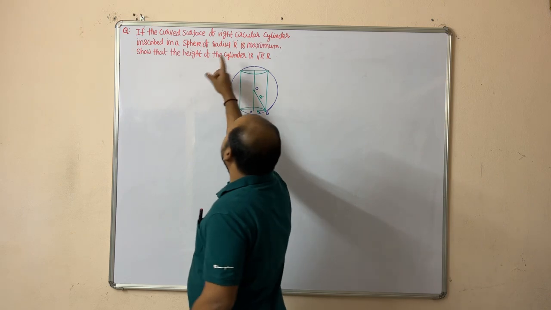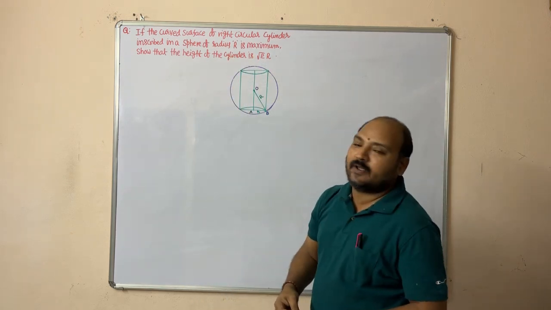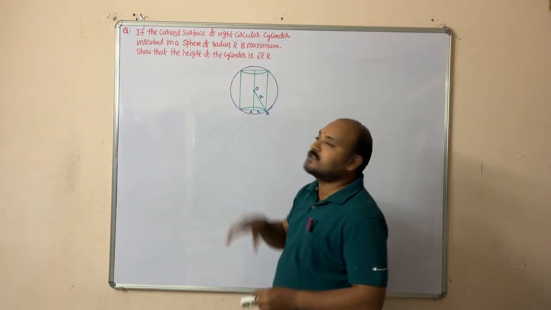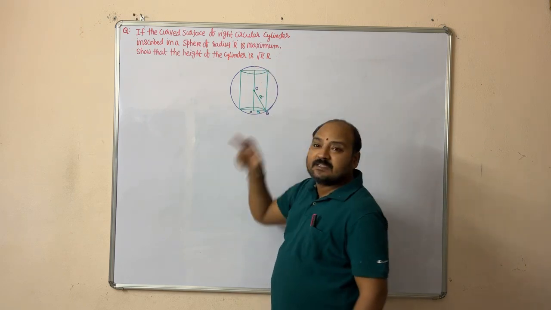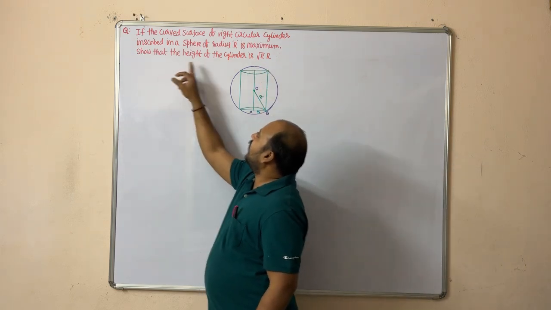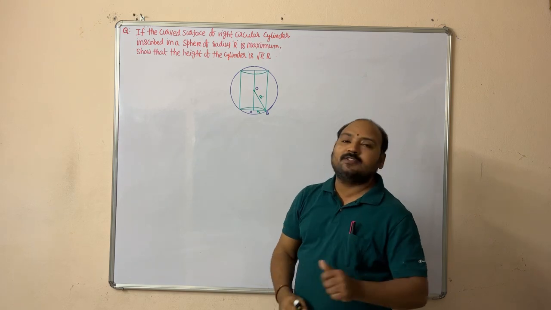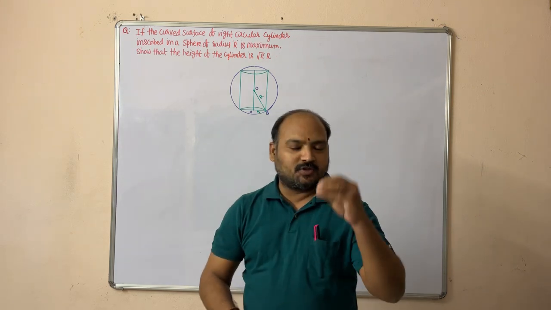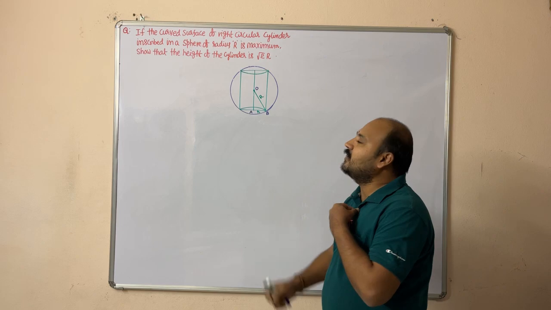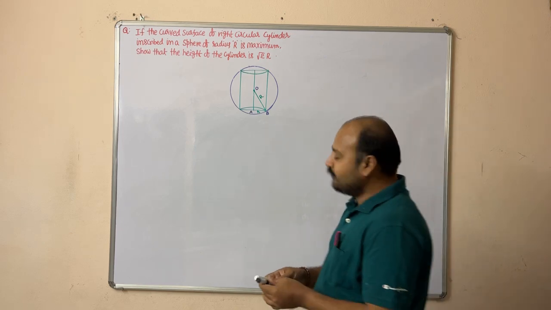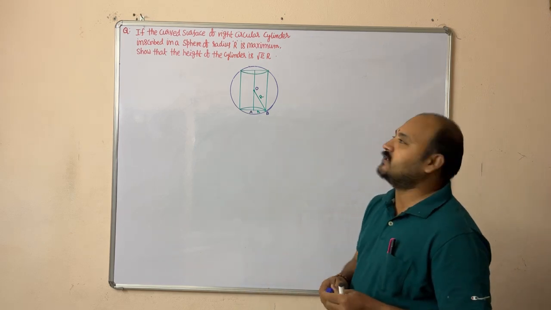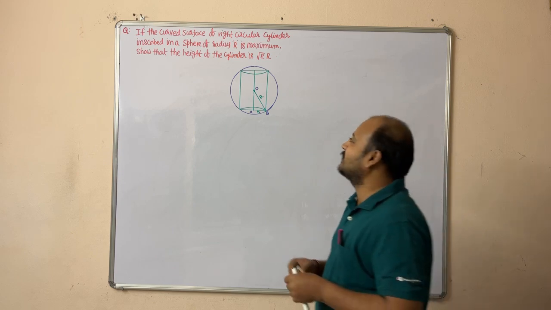If the curved surface of a right circular cylinder inscribed in a sphere of radius r is maximum, show that the height of the cylinder is root 2 r. So this is a very important question we may expect in the coming public examinations. TS and AP, maxima and minima, question number 24, dear students.